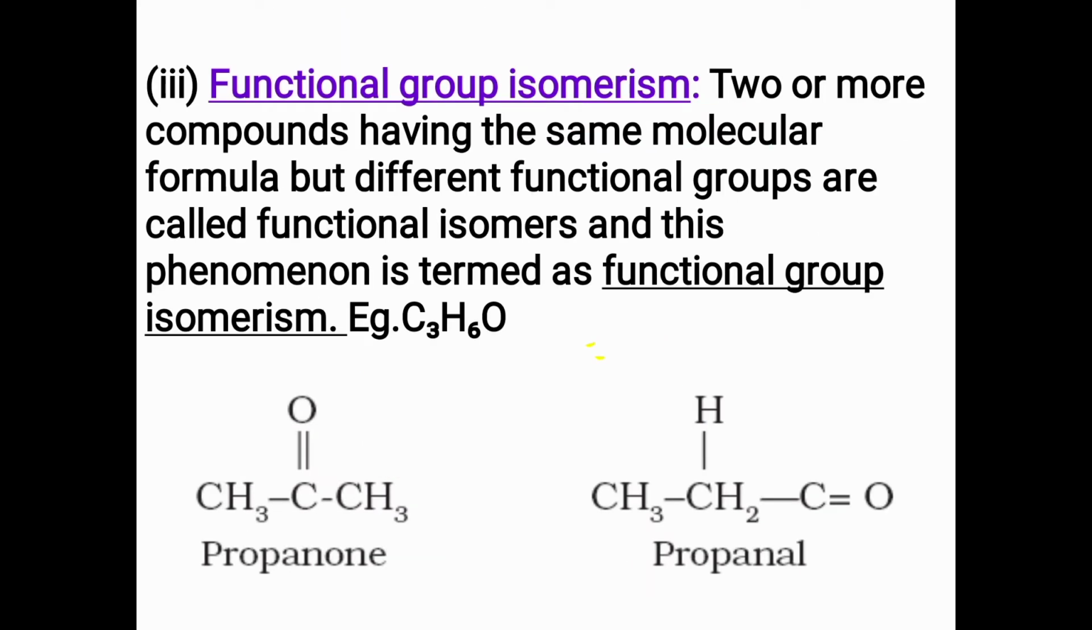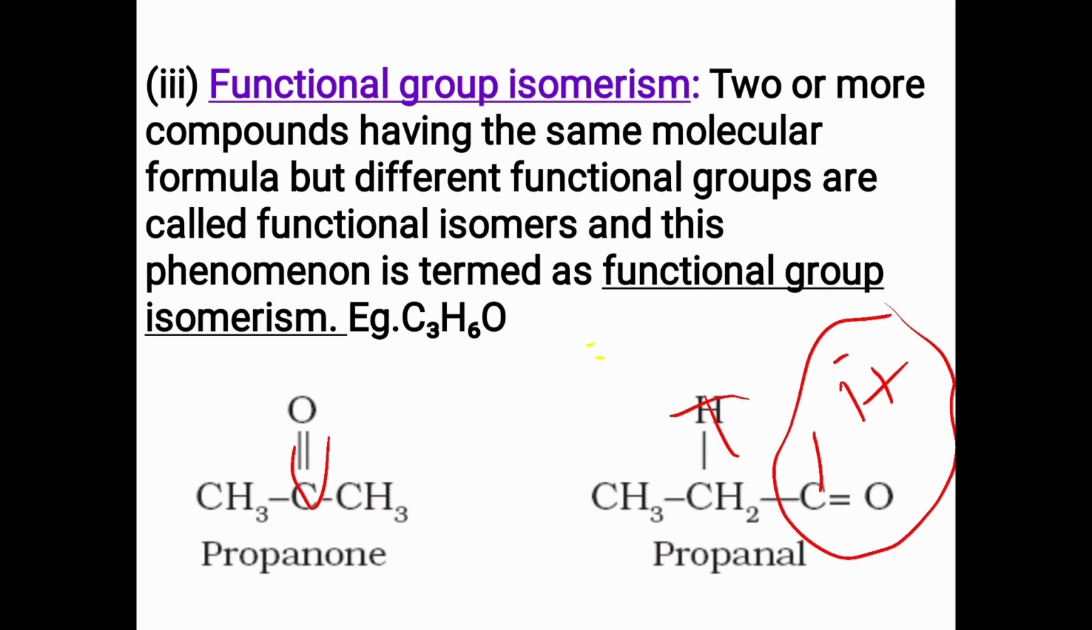Next, functional group isomer. Molecular formula the same but different functional group. Two or more compounds having the same molecular formula but different functional groups are called functional isomers, and this phenomenon is termed functional group isomerism. Here, the functional group is ketone, or here the functional group is aldehyde.